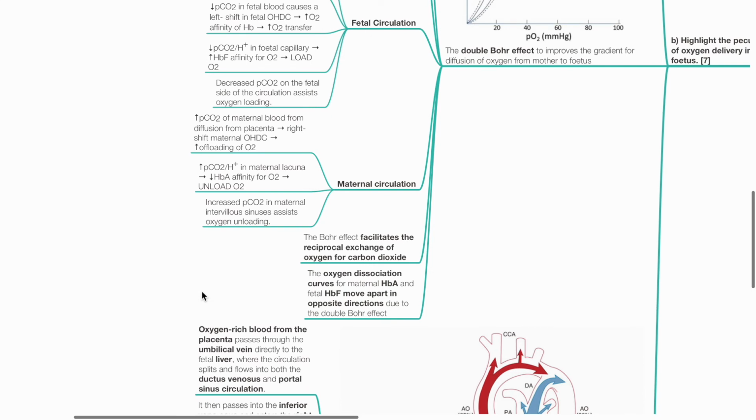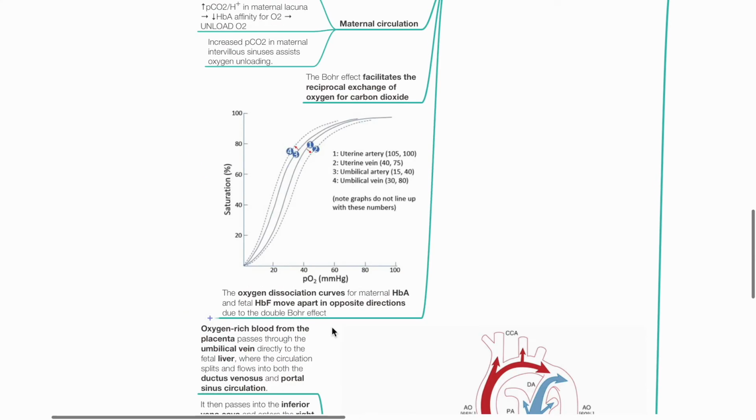In the maternal circulation, increased PCO2 of maternal blood from diffusion from the placenta causes a right shift in maternal OHDC. This increases offloading of oxygen. Increased PCO2 in maternal intervillous sinuses assists oxygen unloading. The Bohr effect facilitates the reciprocal exchange of oxygen for carbon dioxide. The oxygen dissociation curves for maternal HbA and fetal HbF move apart in opposite directions due to the double Bohr effect.